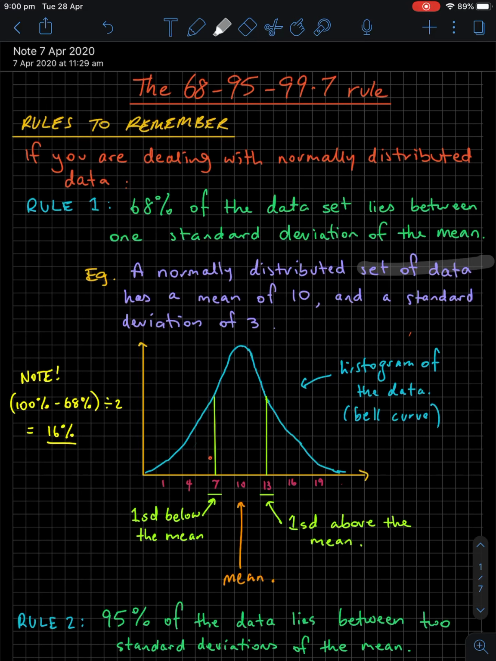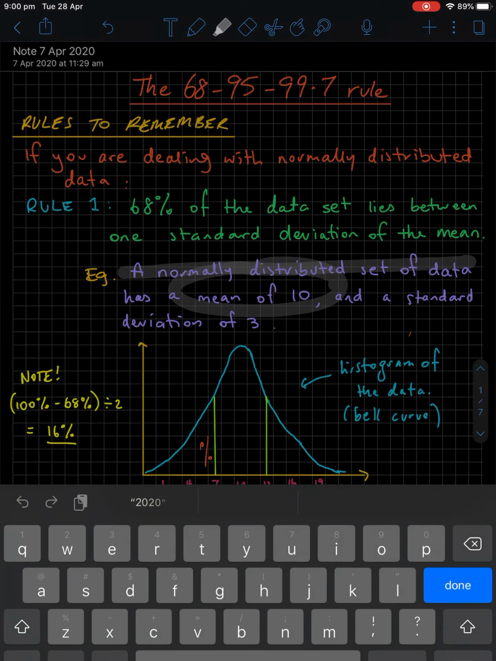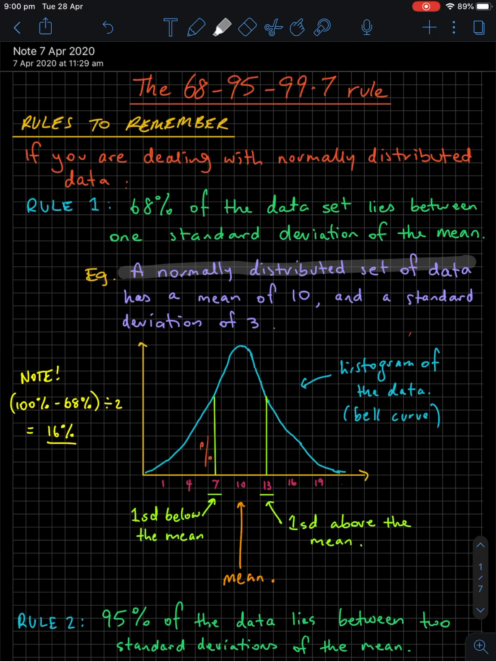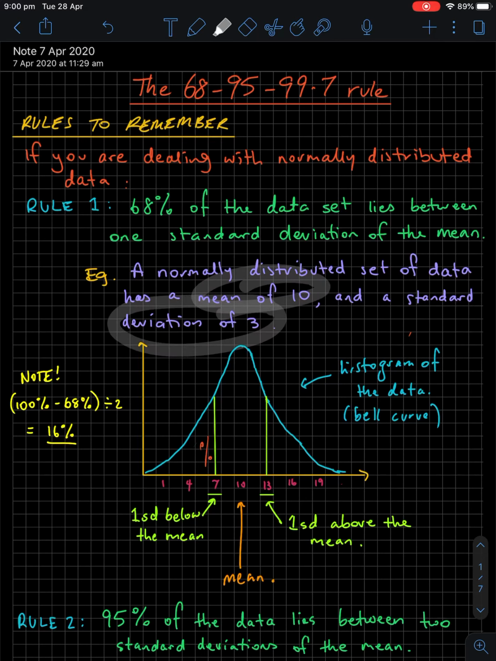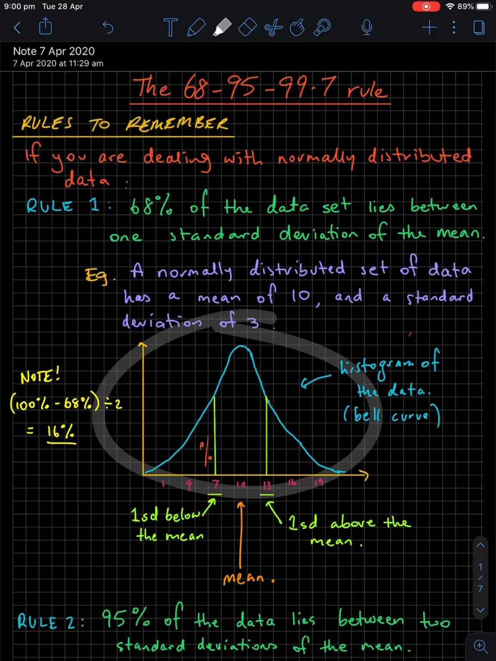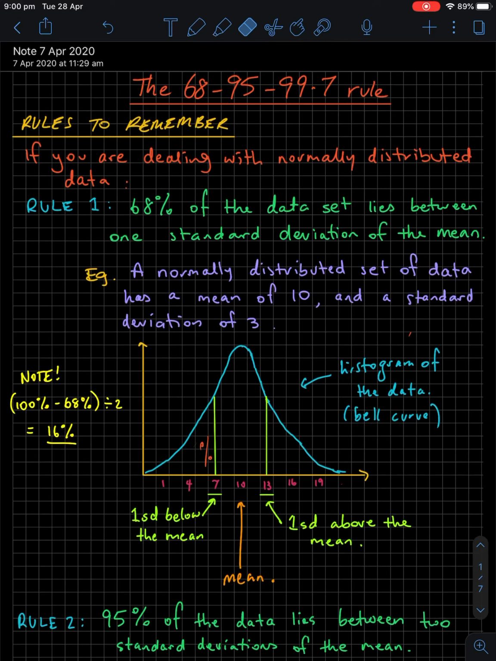So let's do an example to hopefully make a bit of sense of this. Okay, so e.g., a normally distributed set of data has a mean of 10. Its average is 10, and a standard deviation of 3. When we're graphing this sort of thing, it's really important to be able to go from your mean and standard deviation to some sort of bell curve. It doesn't matter how skinny or fat it is.